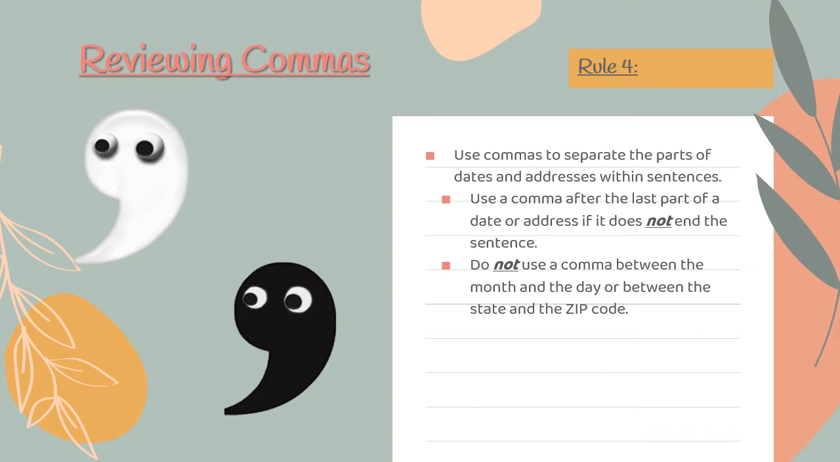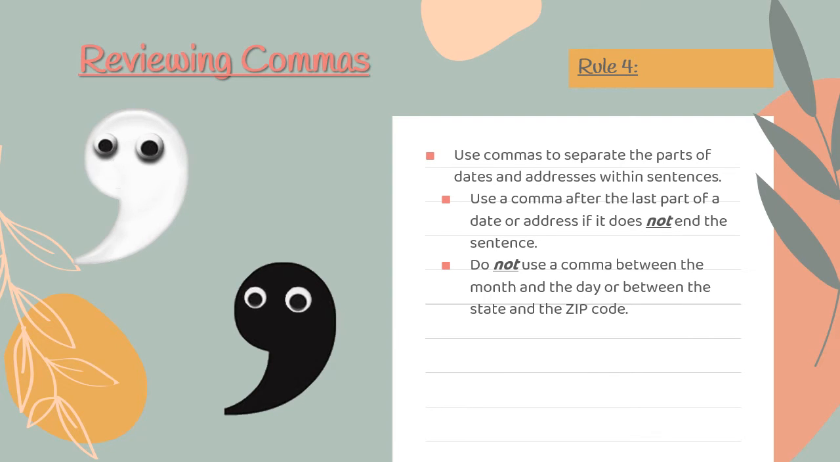Okay, next, we do not use a comma between the month and the day or between the state and a zip code. And I'll show you an example in just a minute. But when you're writing in the sentence and you have the month and the day, for example, January 15th, you're not going to put a comma in between January and 15. January, comma, 15. No, you've never seen that, never happens. You don't put a comma between your month and your day. You also don't put a comma between the state and the zip code.